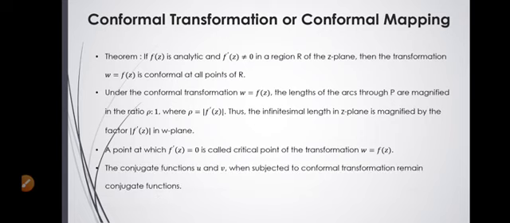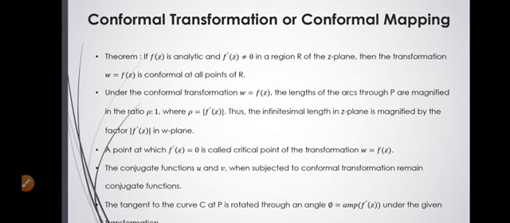The conjugate functions u and v, where w equal to f of z is equal to u plus iv, when subjected to conformal transformation remain conjugate functions themselves. The tangent to the curve C at P is rotated through an angle phi, which is given by the amplitude of f dash of z under the given transformation. So all this is about the conformal transformation. Now we will move to the next point from mapping as per our syllabus, and that is standard transformation.